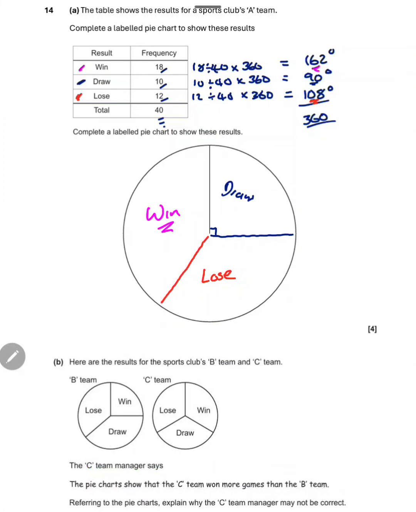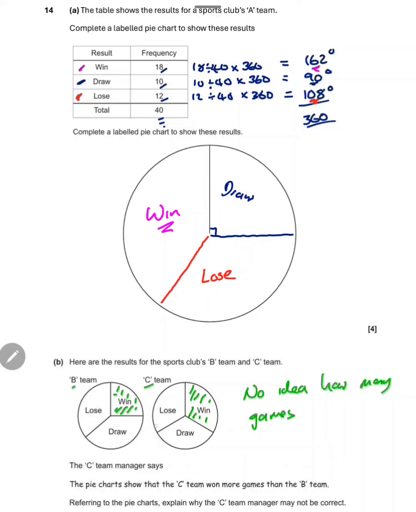And then part B, we've got 2 more pie charts for team B and C. And this guy down here is saying, C must have won more games. He's looking at the pie chart and saying they've got a bigger sector for win, so they must have won more games. Again, they're always wrong, these guys. Why might he be wrong?